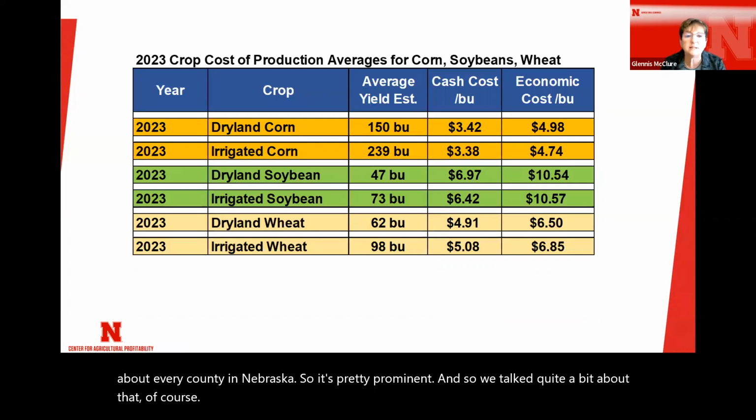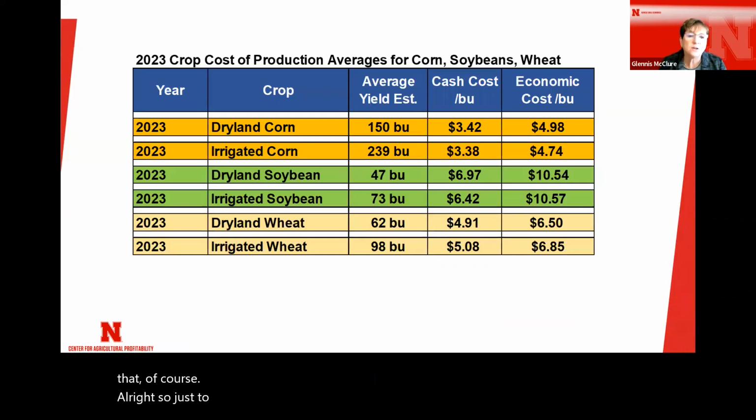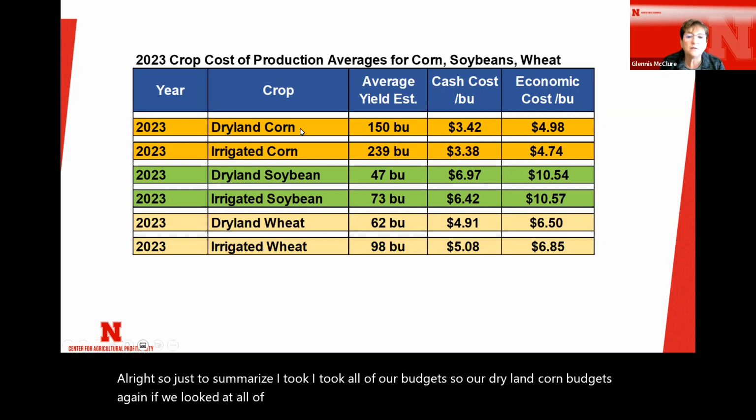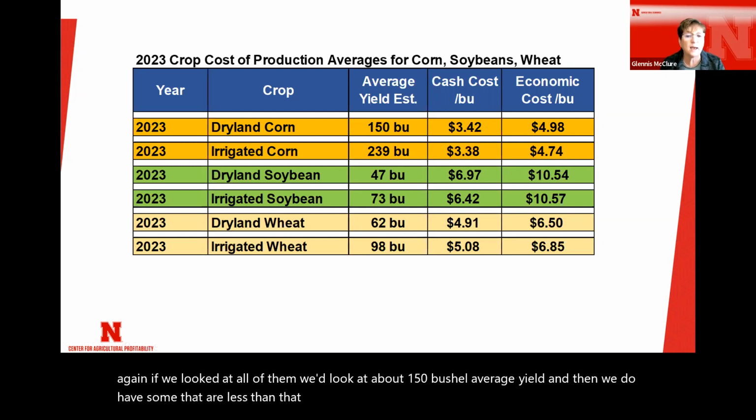All right, so just to summarize, I took all of our budgets. So our dryland corn budgets, if we looked at all of them, we'd look at about a 150 bushel average yield. And then we do have some that are less than that and some that are more, as far as dryland goes.